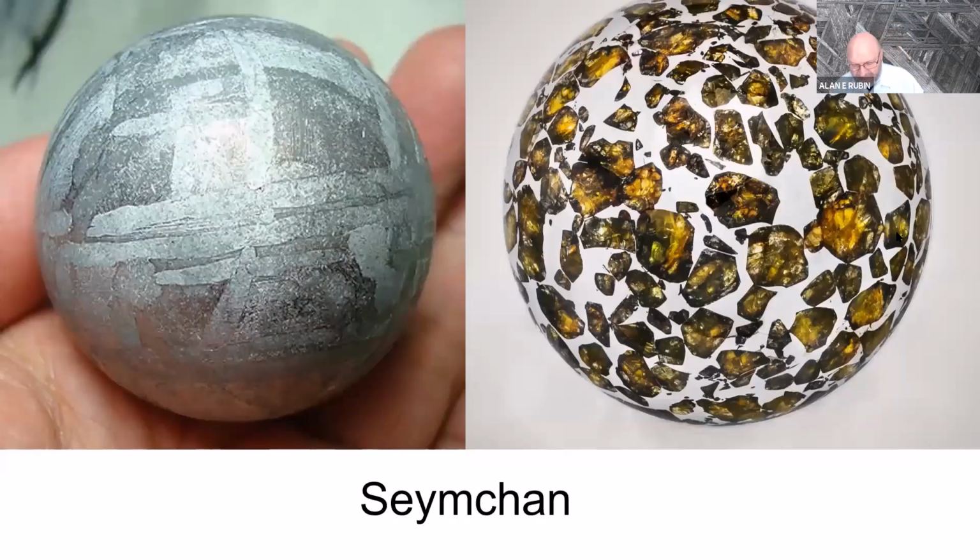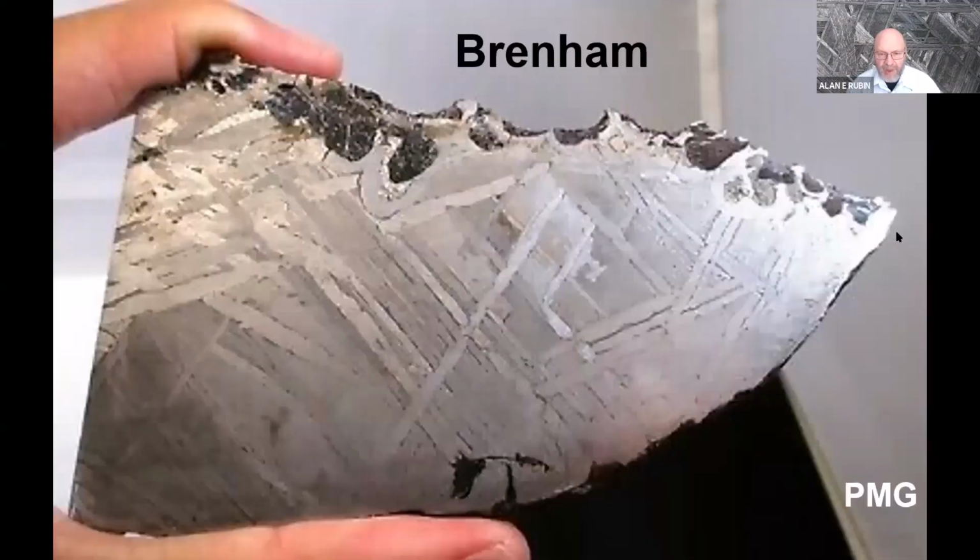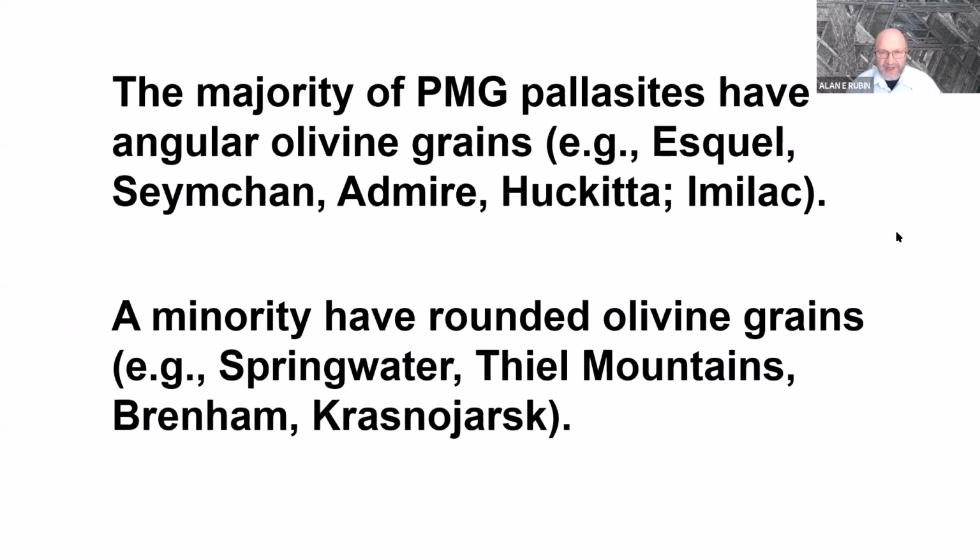If we fashion a couple of spheres from Simchan, the one on the right might be fairly typical with the olivine metal mixture, but the one on the left is also Simchan, which is olivine free, and this looks like that of an iron meteorite. Here's Brenham showing very large olivine-free regions within it.